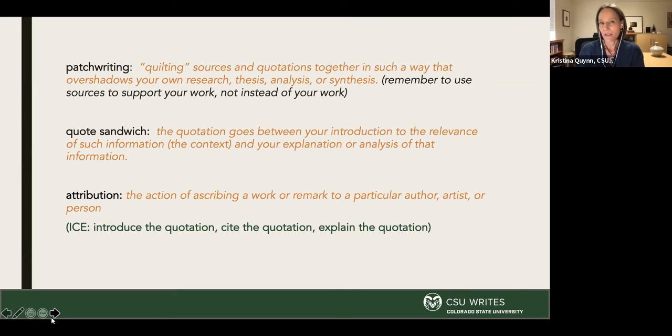A quote sandwich. This is highly recommended. Some of you may have already been using this from early on, and that's where the sandwich icon comes on your itinerary. And it's just a reminder that a quotation goes between your introduction to that material, that quotation, and then your explanation of it.